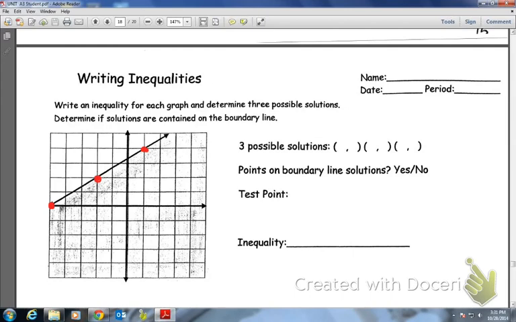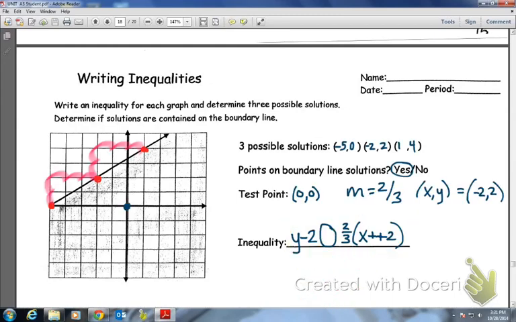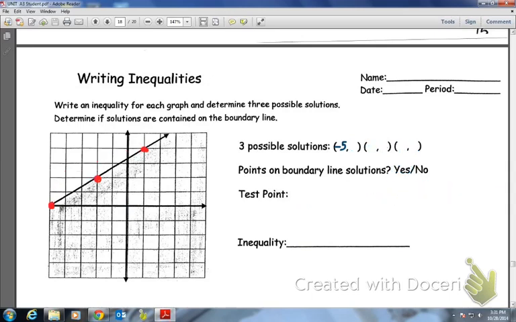So if I figure out what these points are, I see that the first one is at negative 1, 2, 3, 4, 5. So negative 5, 0. Oops. Kind of gave it all away, didn't it? Let's try that again. Negative 5, 0. Then the next one, if I count over, it goes negative 2, positive 2. And the last one goes to the right, so it's positive 1 and positive 4 because it goes up.